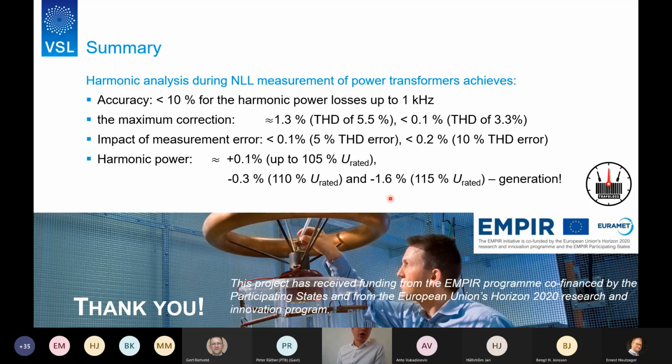Lastly, we calculated the harmonic power with the applied voltage up to 105% of the rated voltage. The transformer is still absorbing the harmonic power, about 0.1%, but up to 110% of the rated voltage, then it starts to generate harmonic power. For 110%, it's 0.3%, and for the highest value, it's about 1.6% generating. This is my presentation, and I'm available for your remarks and questions before the coffee break.